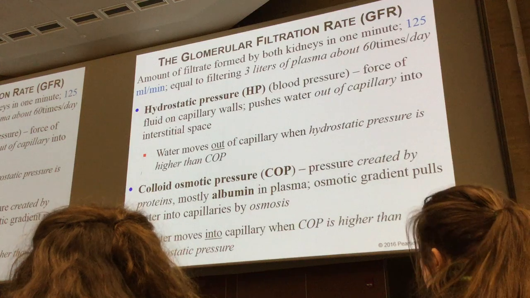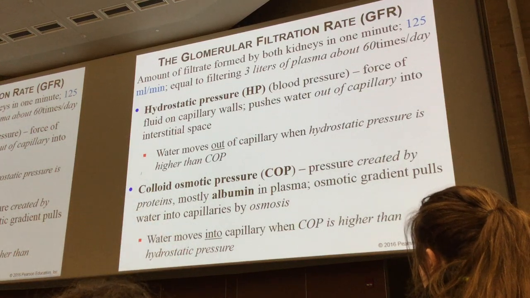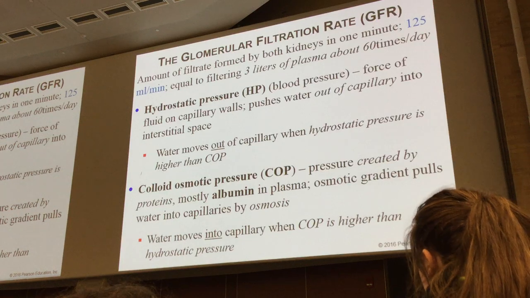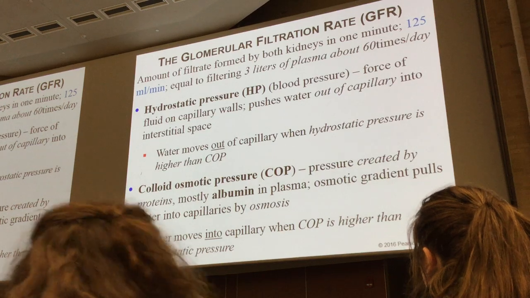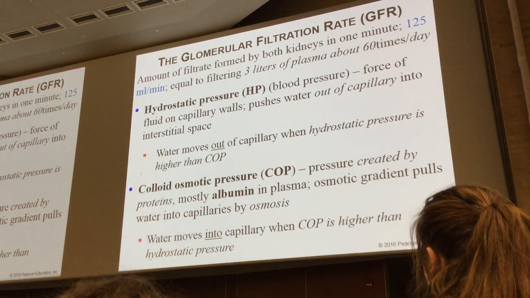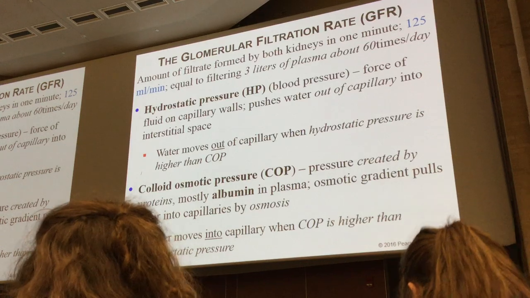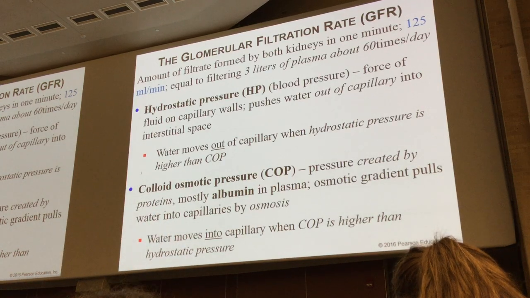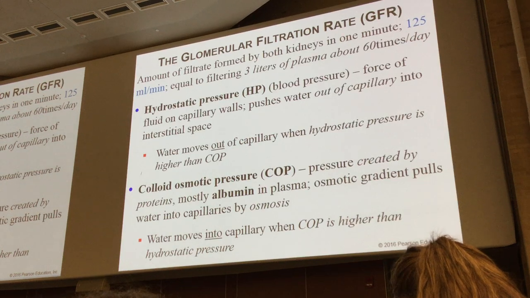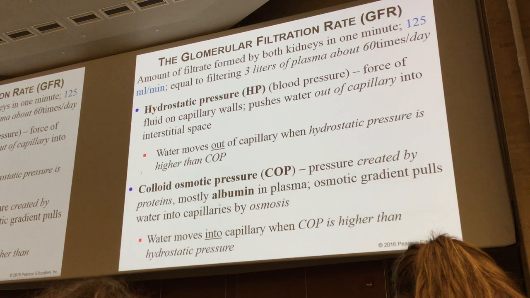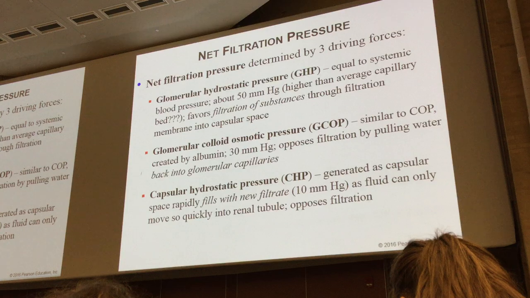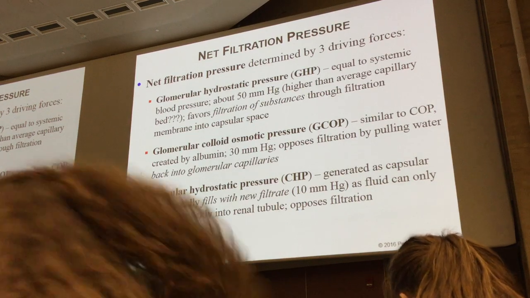But I hope you understand that it better go out, because it's got to get from the glomerulus into the tubule. So, when we calculate GFR, it should be a positive number pushing out. One moves it out, which is the hydrostatic pressure, and the colloid osmotic pressure brings it back. You guys already know those things. And the most common colloid is albumin. All right, so we're going to calculate net filtration pressure.